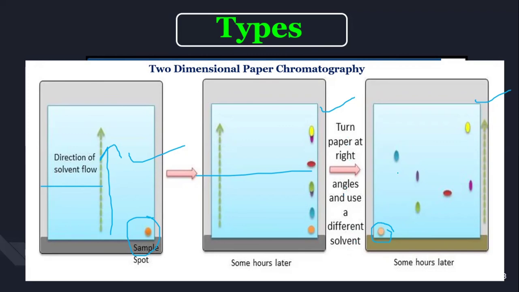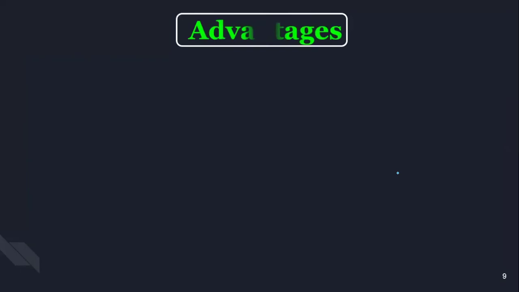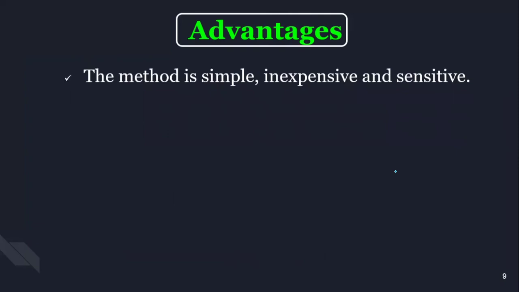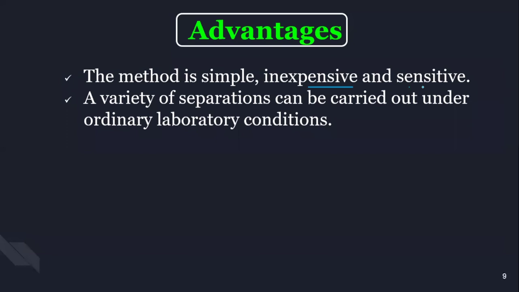Let us now talk about the last part of paper chromatography: the advantages of this technique. We have two advantages. First, the method is very simple, inexpensive and very sensitive. Second, a variety of separations can be carried out under ordinary laboratory conditions. So this is a very good technique. At a time, you can separate out many components simultaneously.